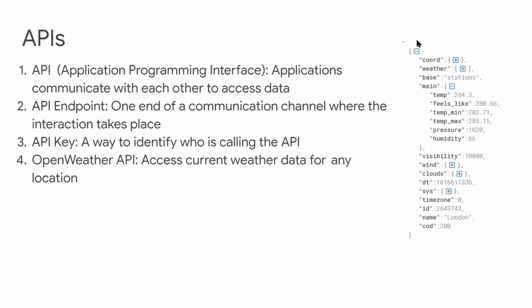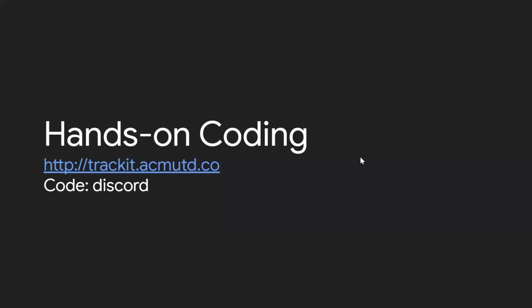The JSON output from the Open Weather API's endpoint looks like this. It's obviously been made to look slightly prettier than it actually is. And some things have been highlighted, like the coordinate information and weather information, because the thing that we want to focus on comes under the main field, which is temperature, feels like, temp min, temp max, pressure and humidity. So with that being said, let us go on to the actual hands-on coding part.